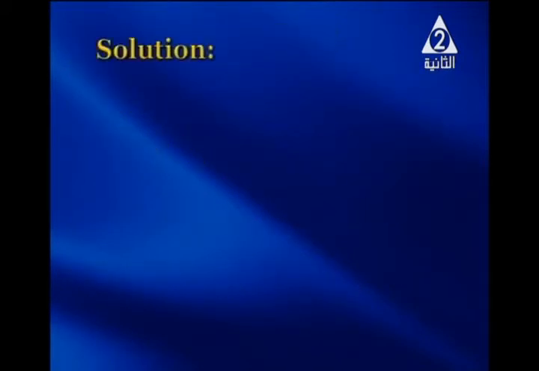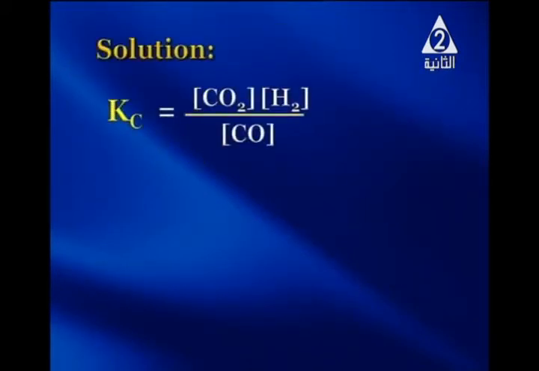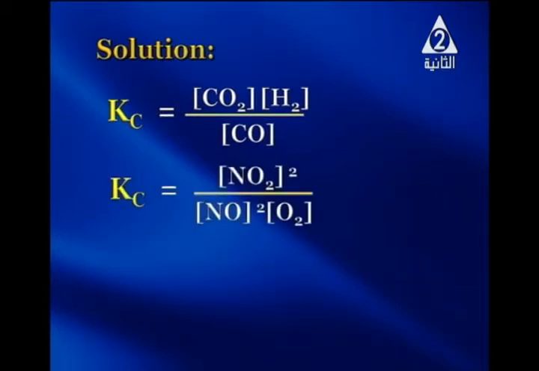Here, my dear students, the solution: Kc for the first equation is the concentration of carbon dioxide times the concentration of hydrogen, which are the products, over the concentration of carbon monoxide. Water is not written as it is in liquid state. And in the second equation, the concentration of nitrogen dioxide gas power 2, which is the number in the balanced equation, over the concentration of nitric oxide power 2 and the concentration of oxygen.